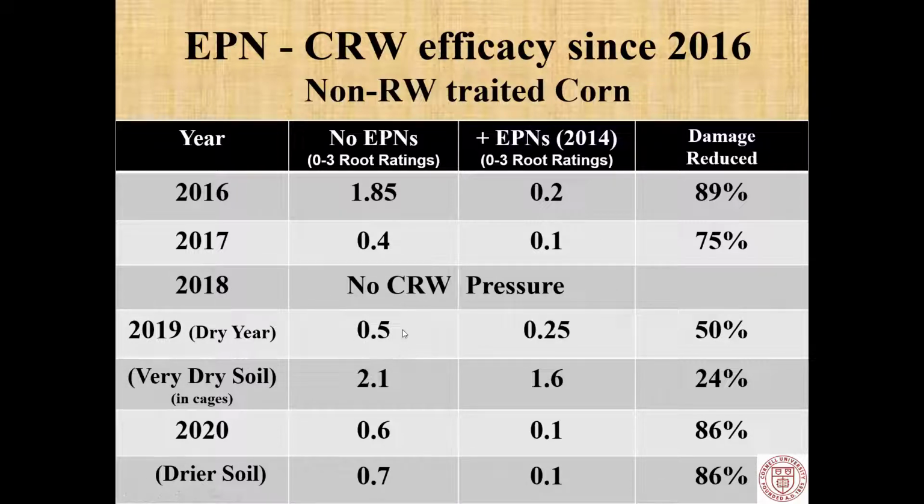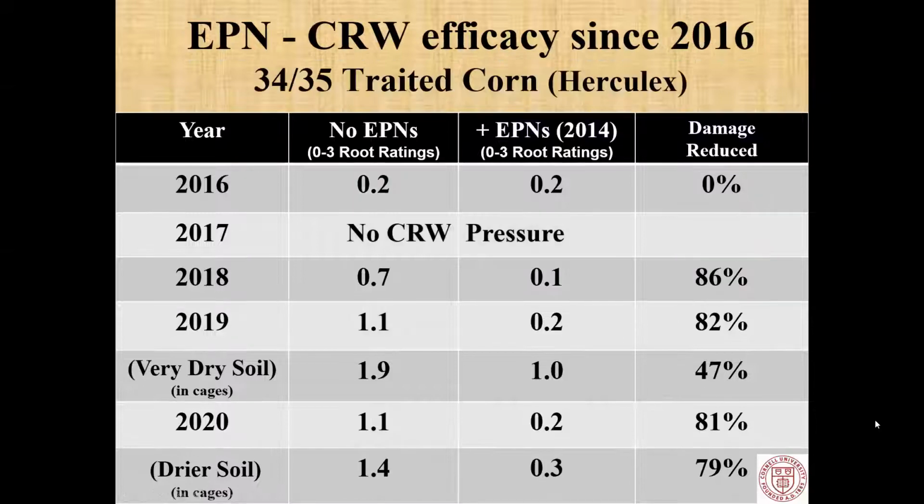In 2019, we were just barely economic. You saw a 50% reduction. Here in very dry soil, we still saw a reduction, but it showed that we have a potential problem: if it gets very dry, the nematodes can't search for their prey. And in 2020, we saw 86% reduction. So this is from a single application.